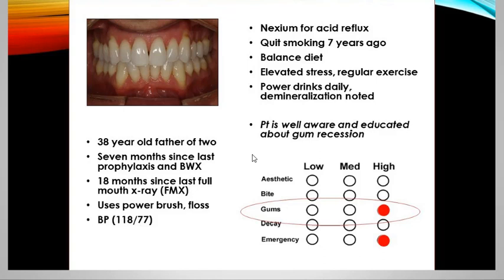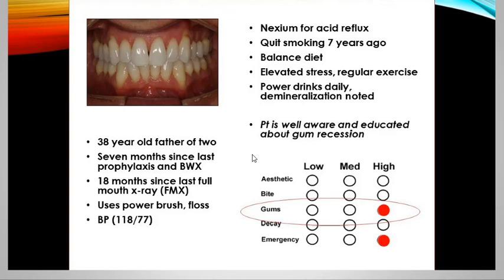He takes Nexium for acid reflux. We noted that we needed to go back and talk to him more about this Nexium, to understand how long he had been taking it and what impact his GERD, or gastric reflux and acidity, was having on the erosion of his teeth. He had quit smoking 7 years ago and had a balanced diet. Although he did have elevated stress, he exercised regularly. One negative point was that he drank power drinks daily, which was contributing to the demineralization cervically of his teeth.